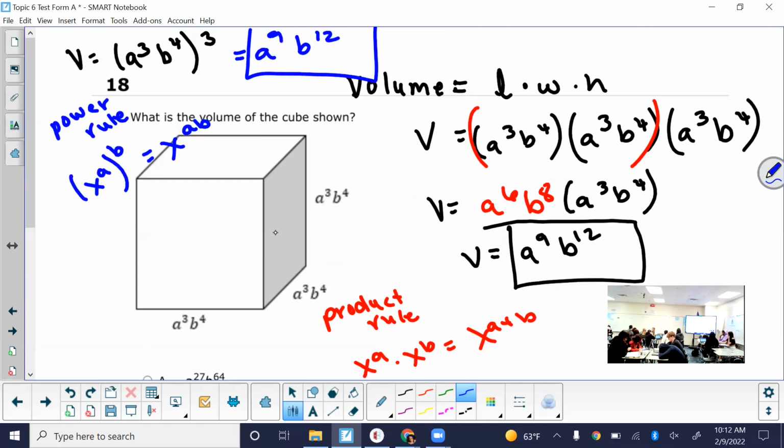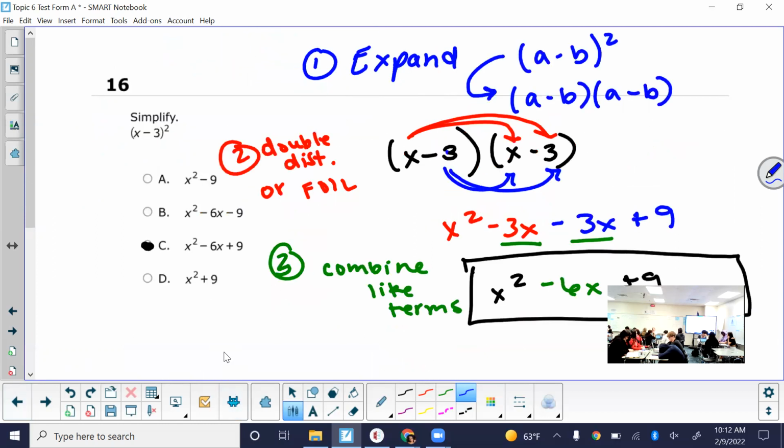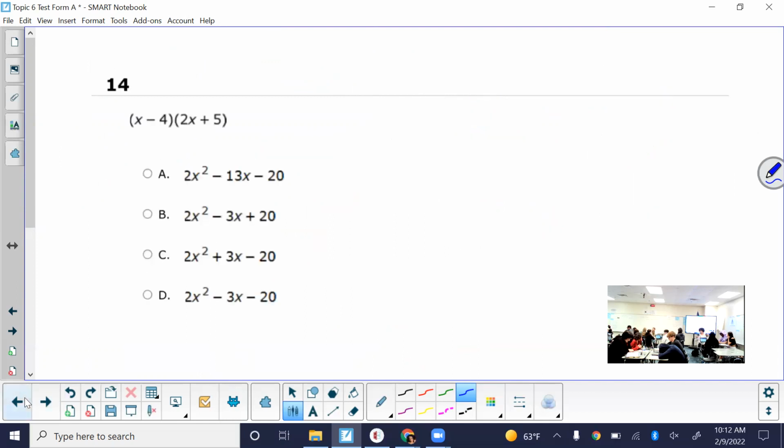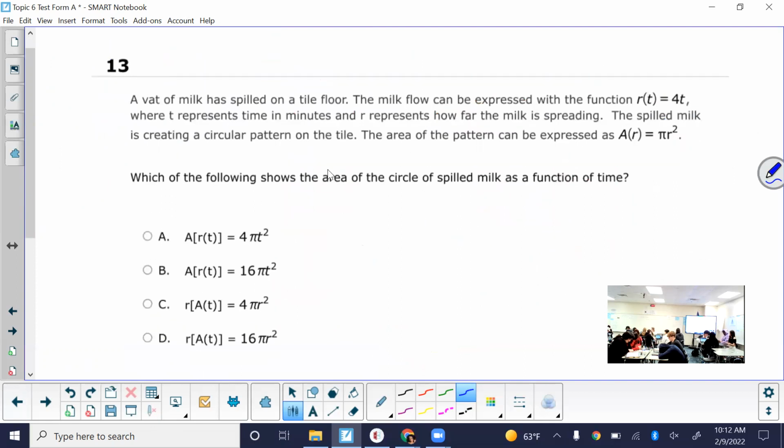Questions on this one? Others from the test? Yes? Number 16? Right. Okay. 13. All right, 13 is a good one. I haven't decided if I'm gonna make it extra credit or not. But this was from the 6-5 lesson. So that's why on your 6-5 exit ticket, you had a problem similar to this.